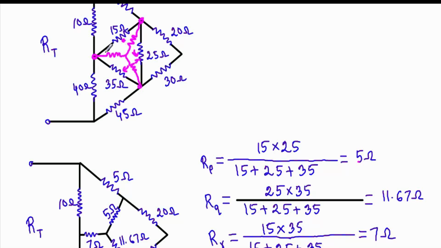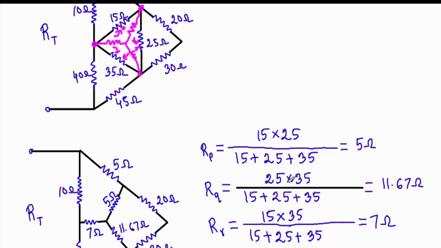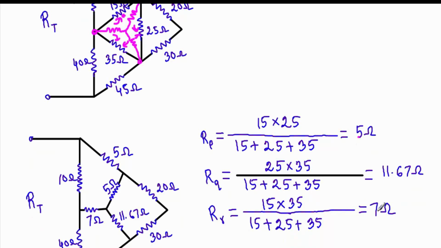After that I will calculate this resistance, and I will multiply these two adjacent ones. That means 15 into 35 divided by the sum of all three, so I will get 7 ohm. So this is our RP, which is equal to 5 ohm, this is our RQ, which is equal to 11.67 ohm, and this is our RR, which is equal to 7 ohm. Now look at these three terminals. I have connected these three resistances. When I convert this delta into Y, our circuit will look like this, and these three resistances will be connected in terminals 1, 2 and 3.